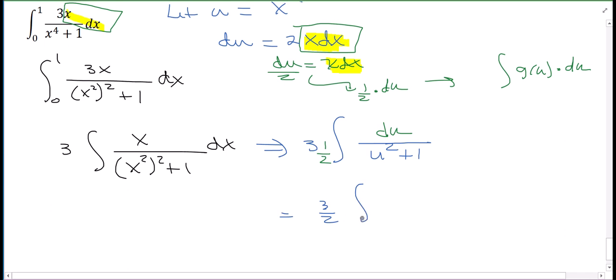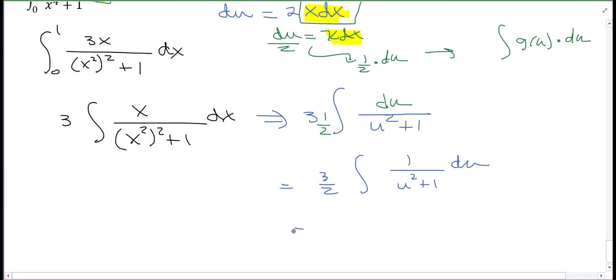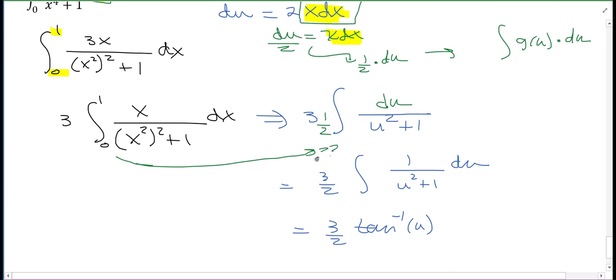So this is 3/2 the integral of, and you can, if you want, just rewrite it as 1 over u squared plus 1 du. And do we recognize that? Hopefully we do. This is inverse tangent of u. And I will do plus c, but I have not forgotten that this is a definite integral. But notice that I didn't write my limits of integration anymore. Can you think of why not? So why didn't I take my limits of integration with me?